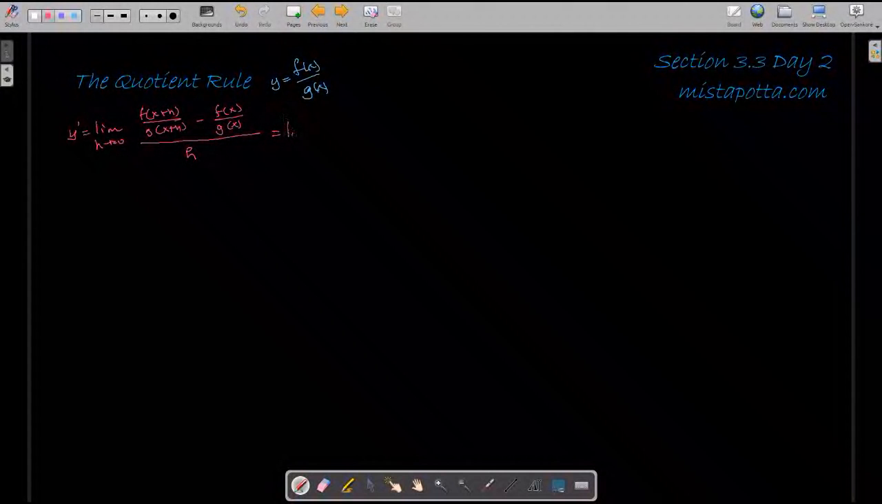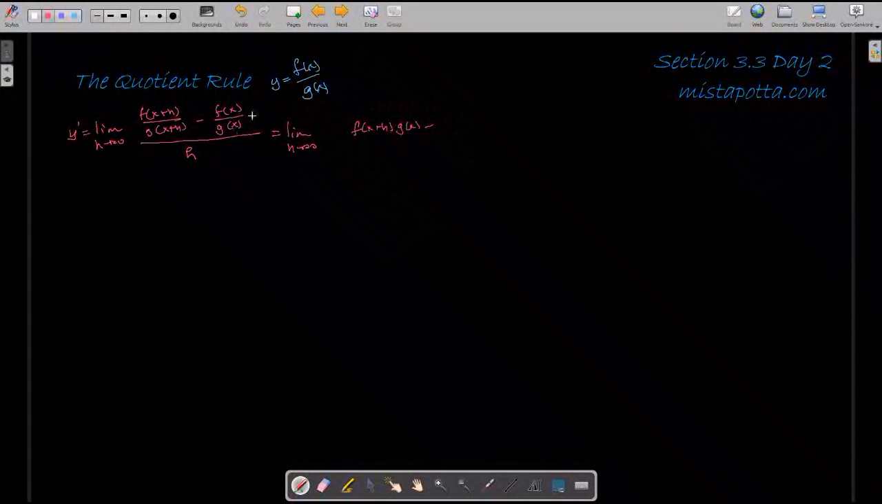And so this ends up being the limit as h approaches 0 of my common denominator. This has a g of x plus h term. It's missing a g of x term. So I should have f of x plus h times g of x. And this has the g of x term. It's missing the g of x plus h term. So it's going to be f of x times g of x plus h.